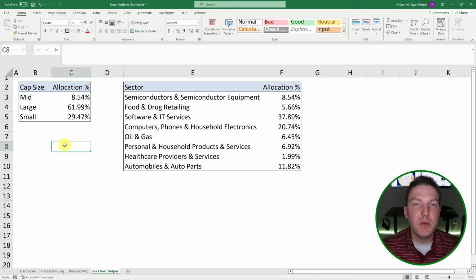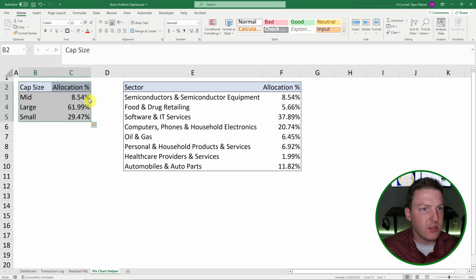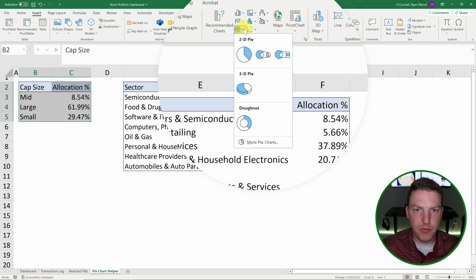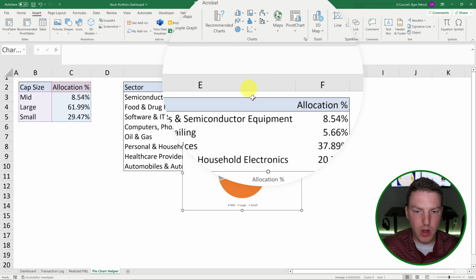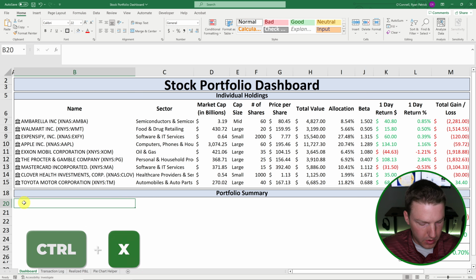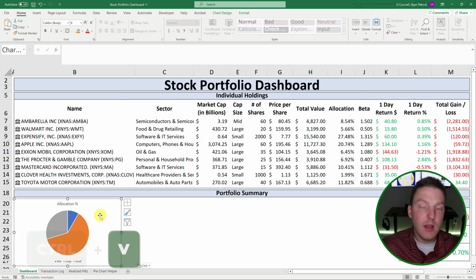The first pie chart I'm interested in making is the one based on the capitalization size of the companies. So I'm just going to highlight our handy dandy table we made here, then go to insert, and then go to the charts area, find the 2D pie chart and grab that. I'm going to hit Control X to cut it, and then I will go back over here and hit Control V to paste it. Now I'm going to speed it up while I reformat it and just make the chart look good.